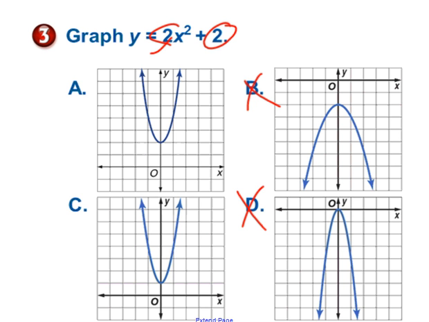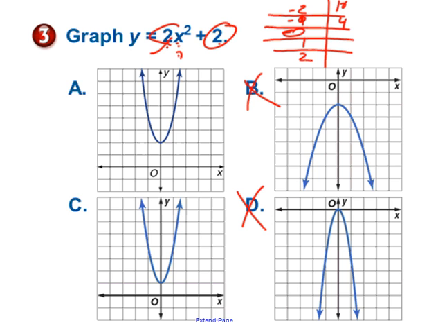As I look at these two graphs, I have to decide which one. Let's find some ordered pairs between A and C that are going to work here. I'm going to go -2, -1, 0, 1, and 2. Calculating, if I put -2 in, squared would be 4, 4 times 2 would be 8, plus 2 would be 10. If I put in -1, 1 squared would be 1, times 2 would be 2, plus 2 would be 4. 0 squared is 0, times 2 is 0, plus 2 would be 2. 1 squared would be 1, times 2 would be 2, plus 2 would be 4. And 2 squared is 4, times 2 would be 8, plus 2 would be 10.